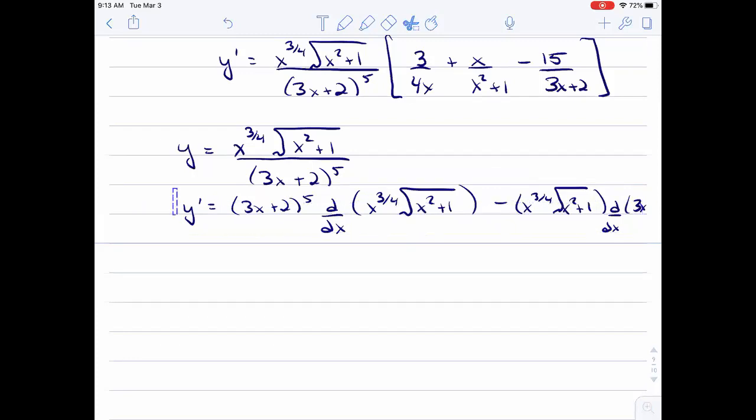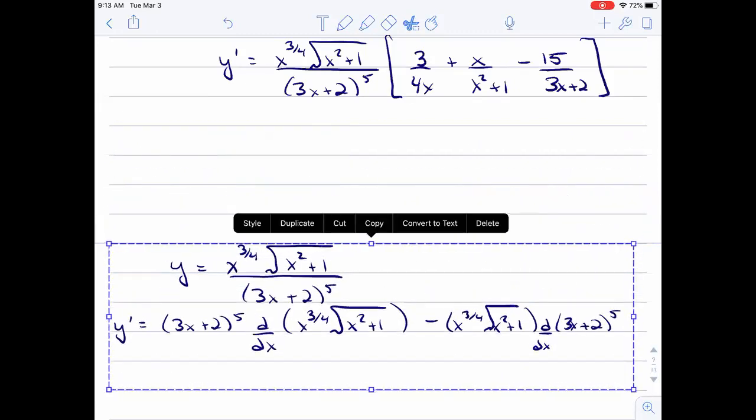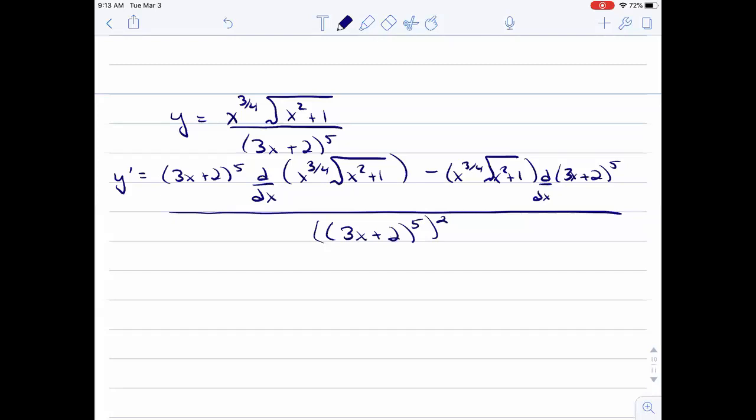Oh, I need to grab more. Three x plus 2 to the power of 5. In fact, put it on the next page here. All over 3x plus 2 to the 5 squared.